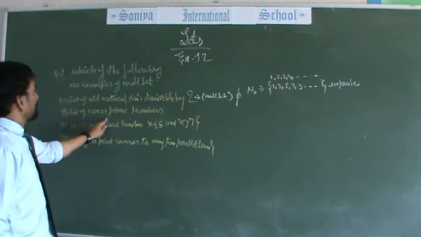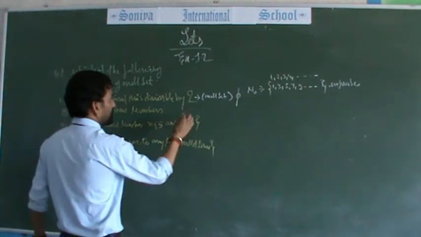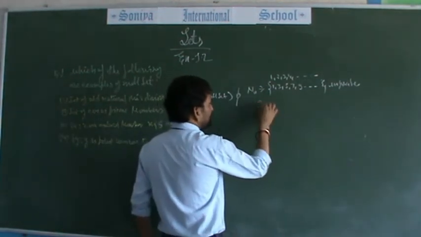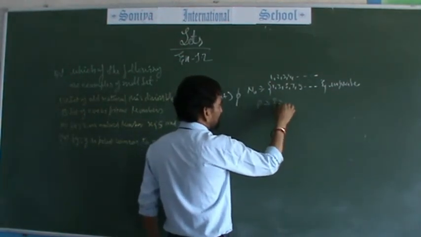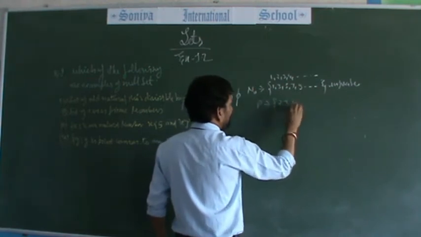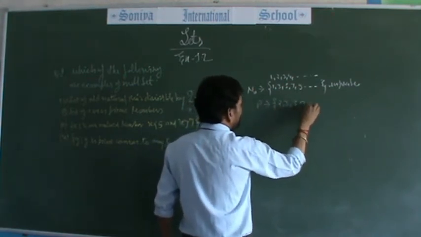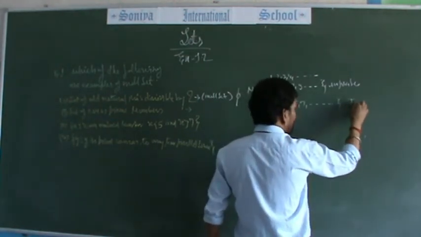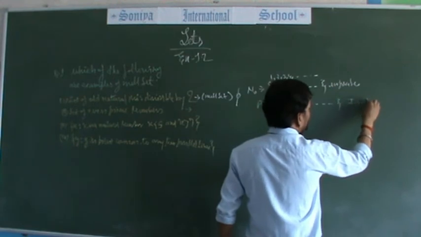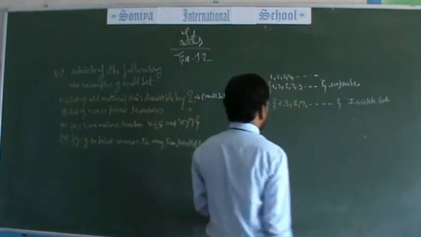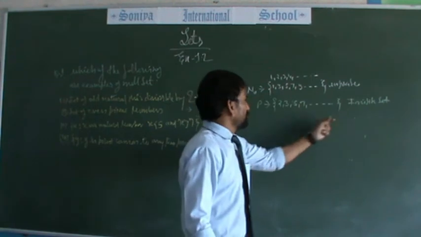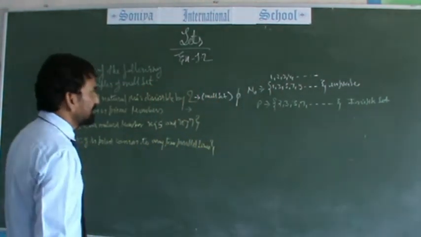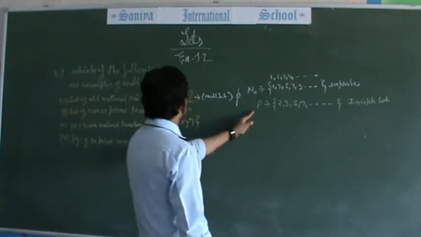Set of even prime numbers. What are the prime numbers? The set of prime numbers is 2, 3, 5, 7 and so on. It is an example of infinite set because the number of elements belonging to the set P is countless. Therefore, it is known as an infinite set. Its cardinal number is not defined.